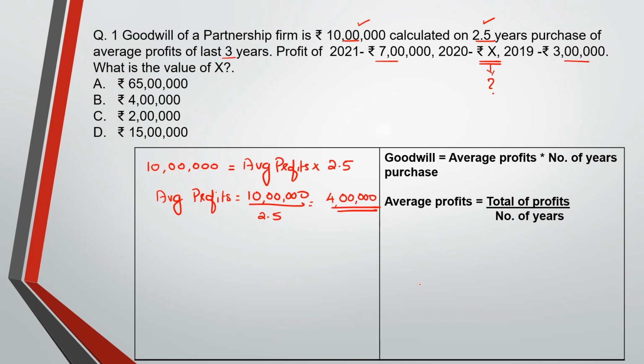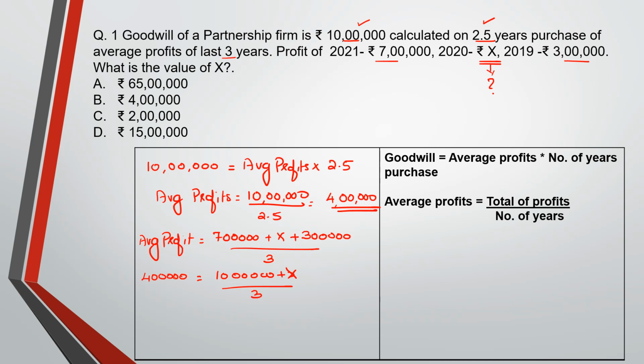Now, what is the formula for calculation of average profit? You just take the total of all the profits of the 3 years and divide it by the number of years. Here it is 3 years, so you divide it by 3. Therefore, the average profits formula would be, here we have 7 lakh in 2021, we have X in 2020 and 3 lakh in 2019, divided by 3. But we know the average profit as per this calculation we got is 4 lakh. 4 lakh is equal to, I add this up, 10 lakh plus X divided by 3.